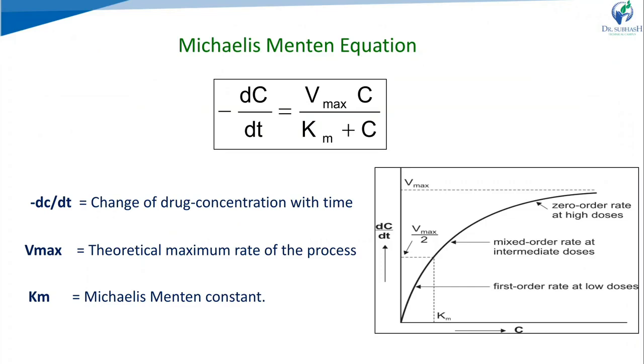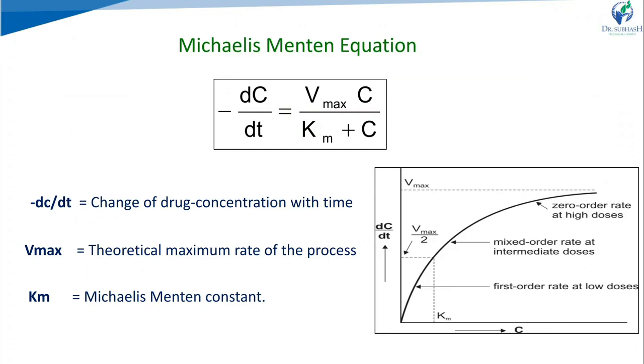The first one is the Michaelis-Menten equation. This is most widely used to determine the absorption rate constant and the kinetics of capacity limited or saturable processes. These are the main reasons: saturation and capacity limited processes go to non-linear kinetics.